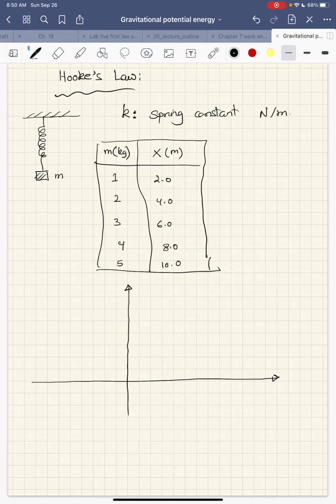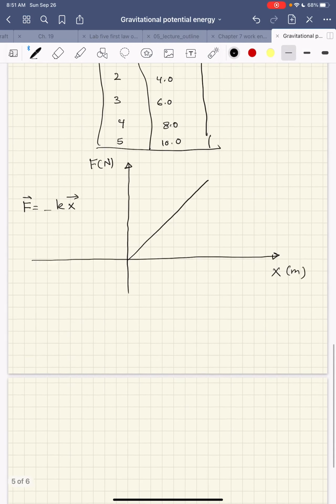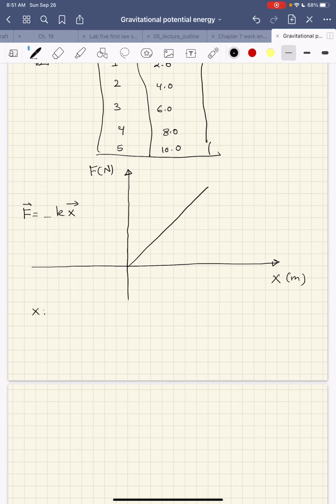And then here, if I plot x in meters versus the force in newtons, we are going to get a straight line. Now, Hooke's law that I was talking to you about before: F equals negative kx. This x is the stretch or the compression in the spring, and it should be in meters.